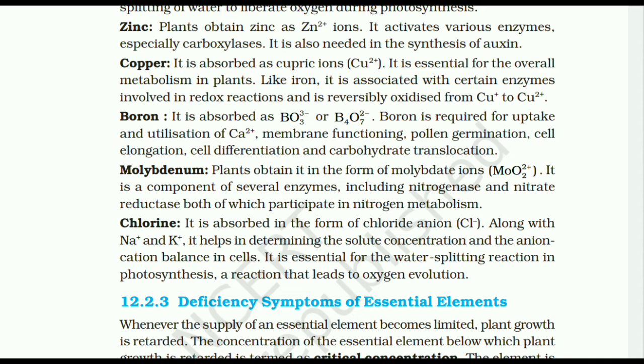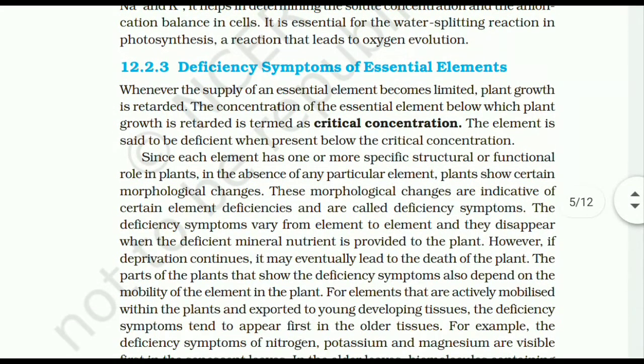Chlorine. It is absorbed in the form of chloride ion along with sodium and potassium ions. It helps in determining the solute concentration and the anion-cation balance in cells. It is essential for the water splitting reaction in photosynthesis, a reaction that leads to oxygen evolution.